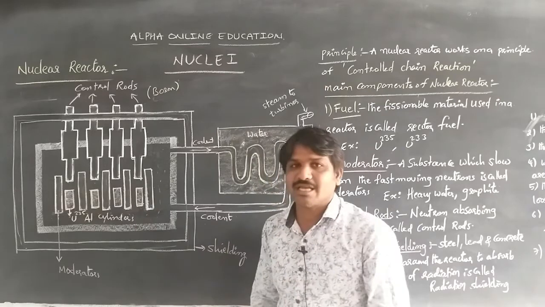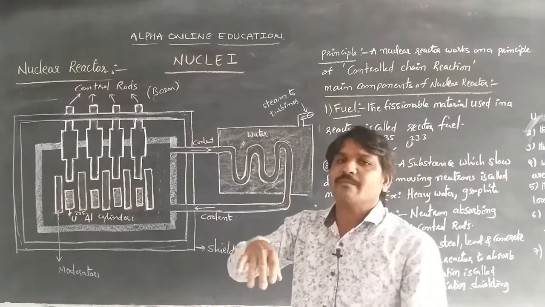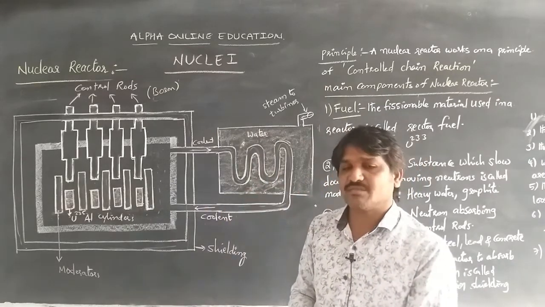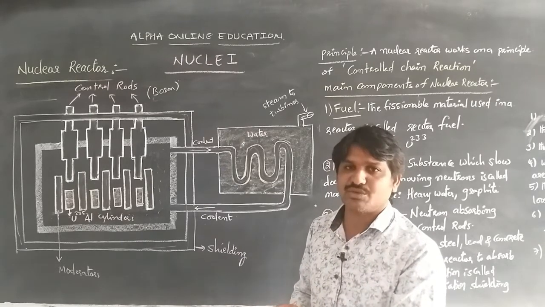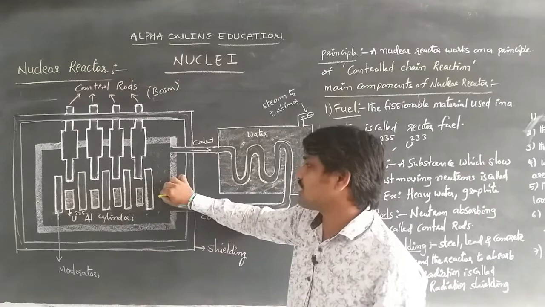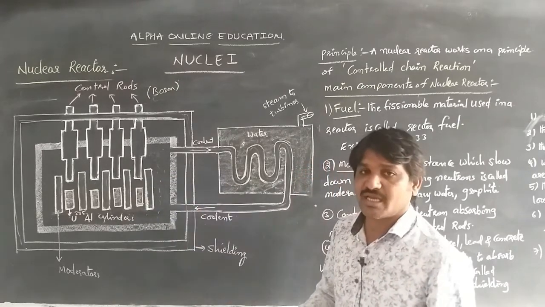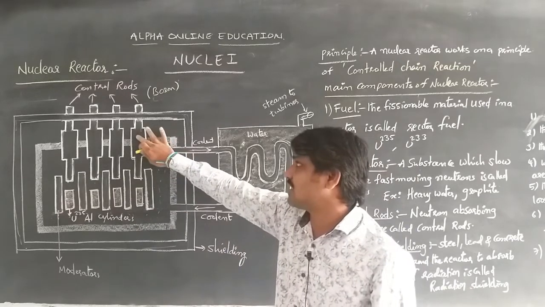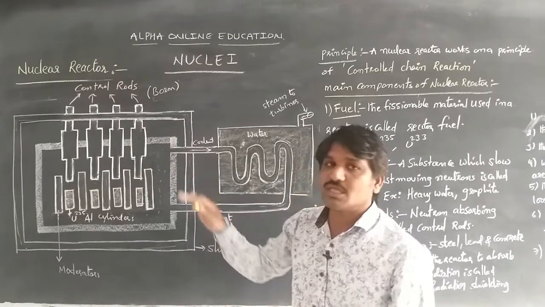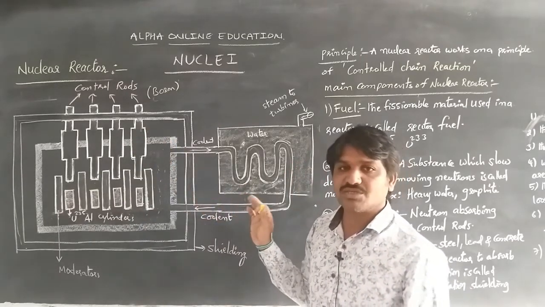Not all the neutrons are emitted at the same time. Some of the neutrons are emitted after some time, and those are called delayed neutrons. Due to the delayed neutrons, the chain reaction can increase vigorously, so the delayed neutrons can be absorbed by the control rods to control the chain reaction.